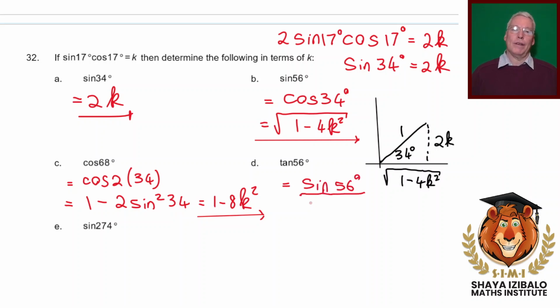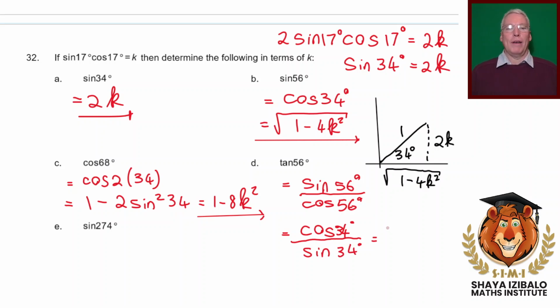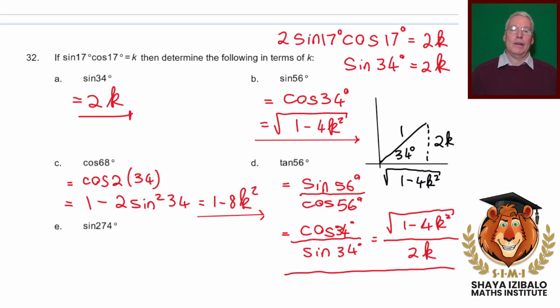Tan of 56, well, tan of 56 is going to be the same as sine of 56 over the cos of 56. But remember, we already established that the sine of 56 is actually the cos of 34. So in fact, tan of 56 is going to be the cos of 34 over the sine of 34. Right, cos is going to be root 1 minus 4k squared, and sine is just going to be 2k. Right, so that is what tan of 56 looks like.